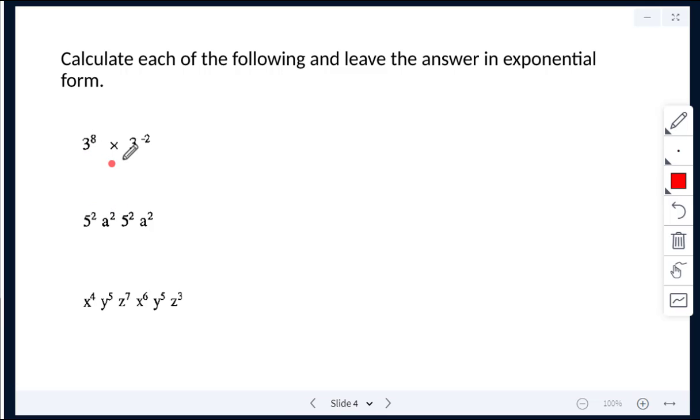The bases are the same. That's what matters. The bases are the same. So we keep our base the same. And we're going to add the exponents. So 8 plus negative 2. That's a plus. All right, so 8 plus negative 2, that becomes 3 to the power of 6.